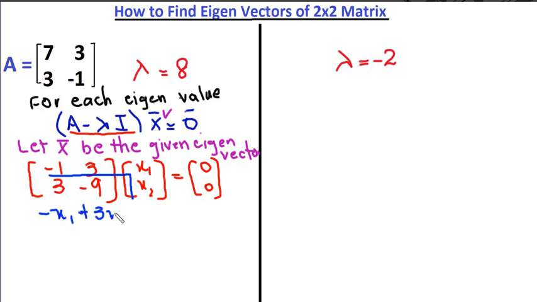3 multiplied by x2, and this one equals 0. This is one equation. For the other, we will take these and multiply them in this way, like 3x1 minus 9x2 equals 0. Now keep in mind that after solving both these equations, you will get the same equation.